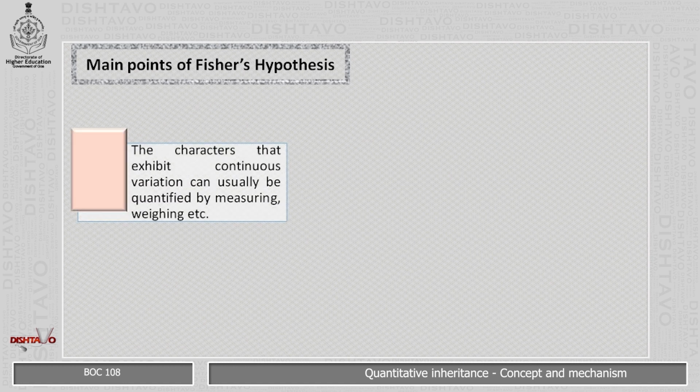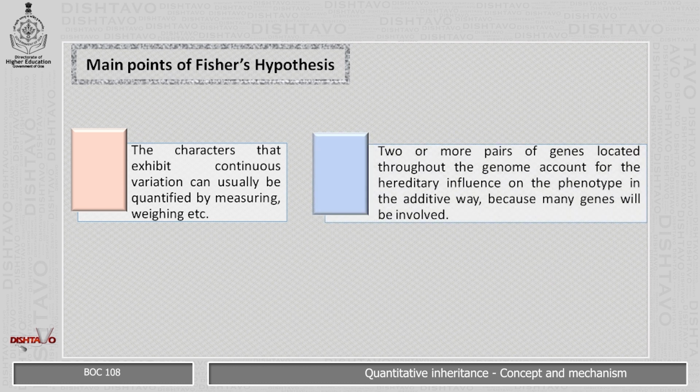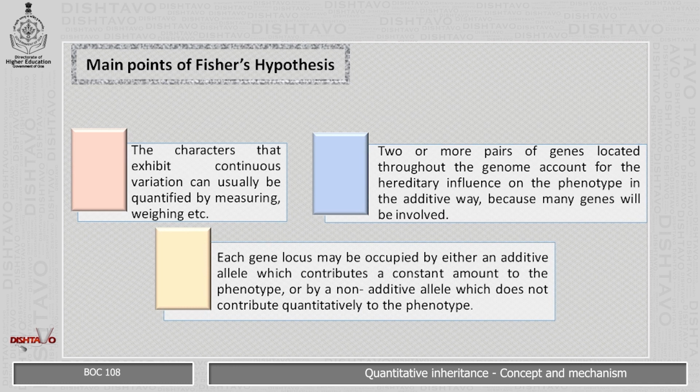The characters that exhibit continuous variation can usually be quantified by measuring or weighing. The second point, two or more pairs of genes located throughout the genome account for the hereditary influence of the phenotype in the additive way because many genes will be involved. Each gene locus may be occupied by either an additive allele which contributes a constant amount to the phenotype or by a non-additive allele which does not contribute quantitatively to the phenotype.